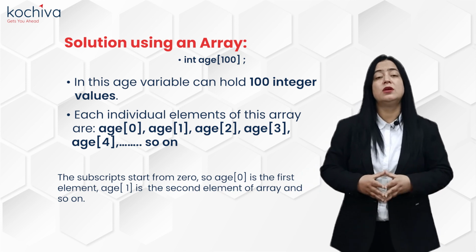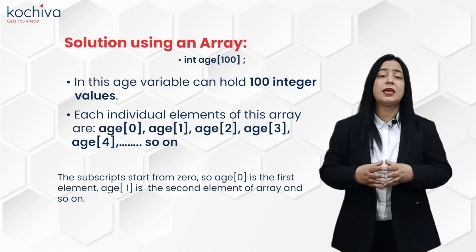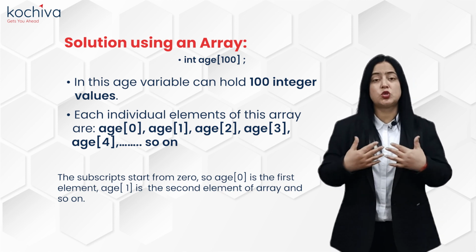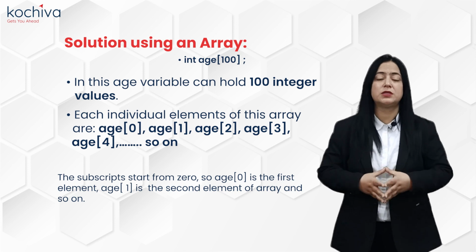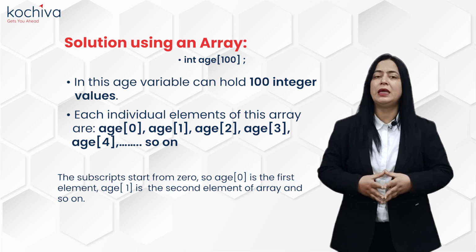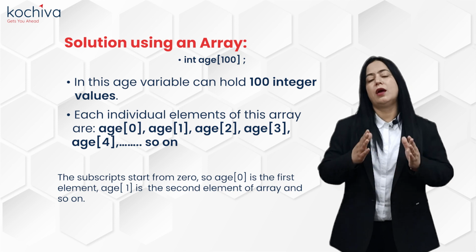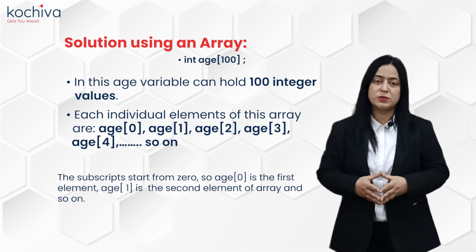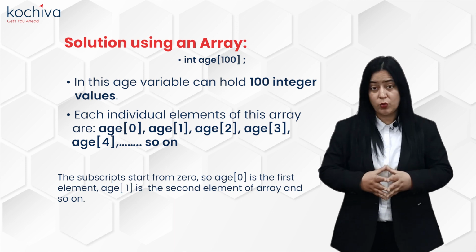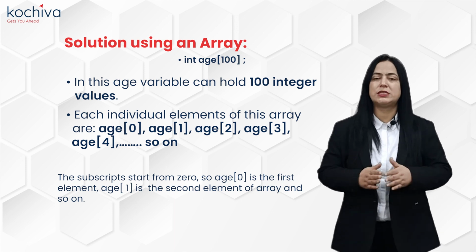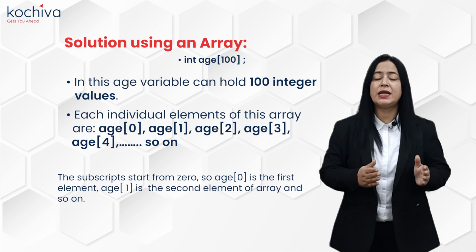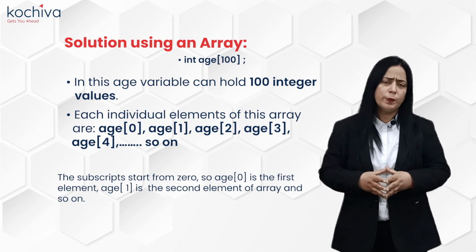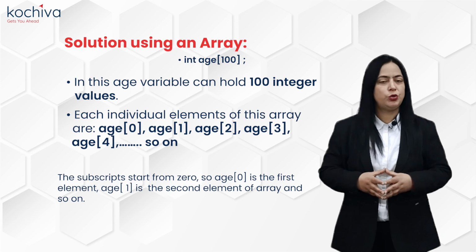It depends on the limit minus 1. If the limit is 100, that means I am storing 100 values. So the limit will be L, and the last index will be L minus 1 because we are starting from 0. You have to always remember that an array always starts from 0. So an array goes from 0 to L minus 1. Hope this is very clear to you.